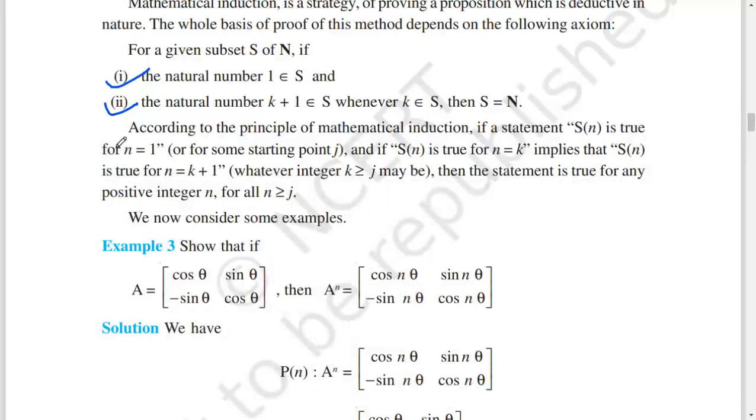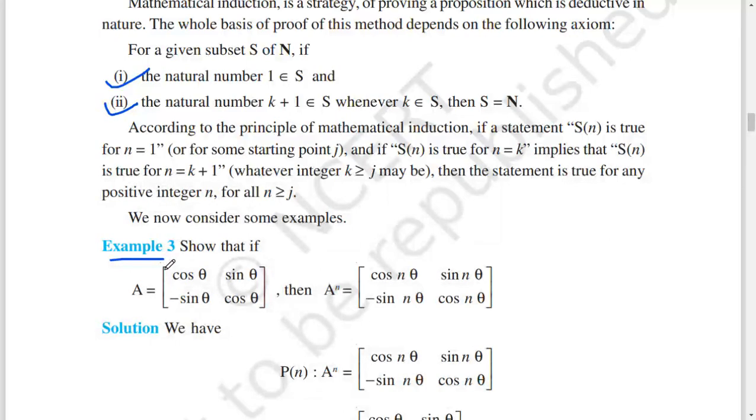According to the principle of mathematical induction, if a statement Sn is true for n = 1 or for some starting point j, and if Sn is true for n = k implies that Sn is true for n = k+1, whatever integer k greater than or equal to j may be, then the statement is true for any positive integer n for all n greater than or equal to j. We now consider some examples. Example 3.